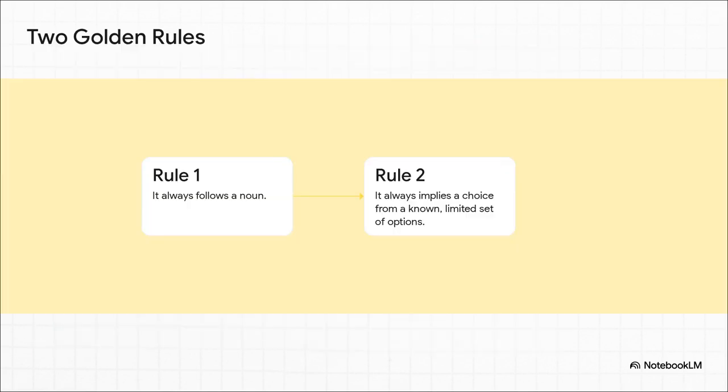You only use nào when you're asking someone to pick from a specific, limited group of choices. And to make it even easier, there are two golden rules for nào. First, it always comes after a noun. That's a good grammar tip. But rule number 2, that's the real game changer. It always means you're choosing from a set of options that you already know exist.